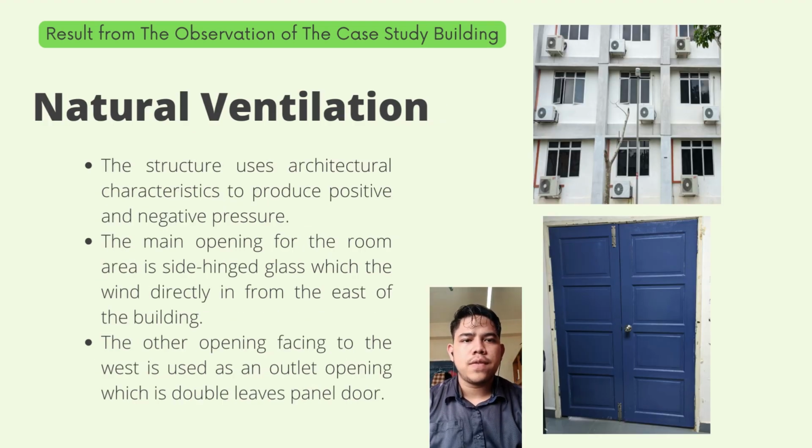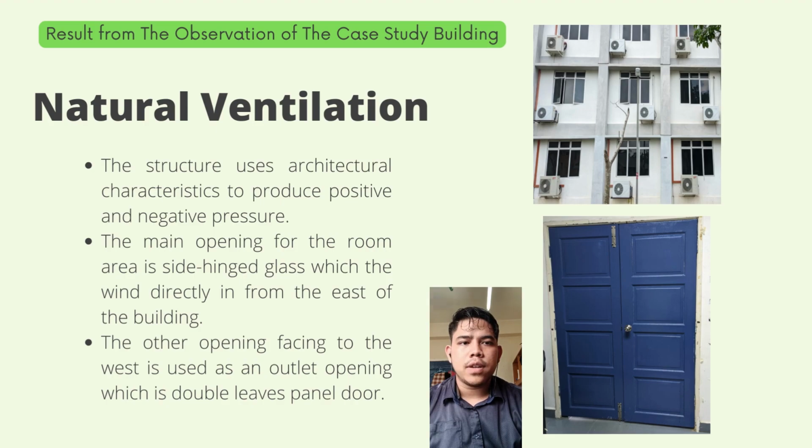Okay, second is natural ventilation. The structure uses architectural characteristics to produce positive and negative pressure regions, as well as cross ventilation for the natural ventilation system. Thus, the designed outlet opening is slightly larger compared to the inlet opening to produce higher air velocity.